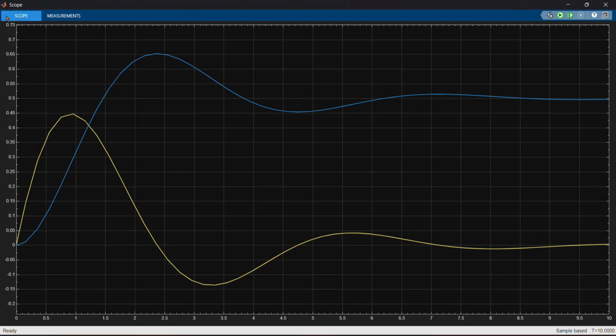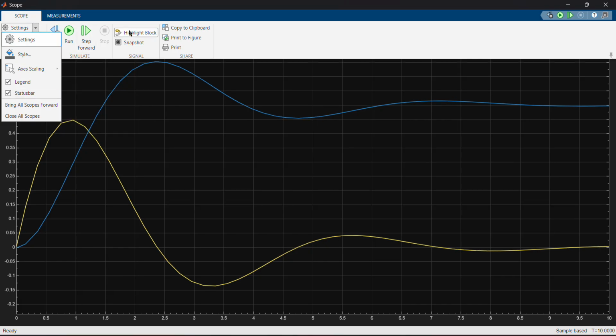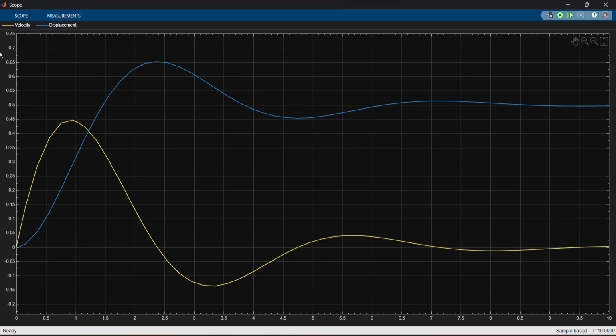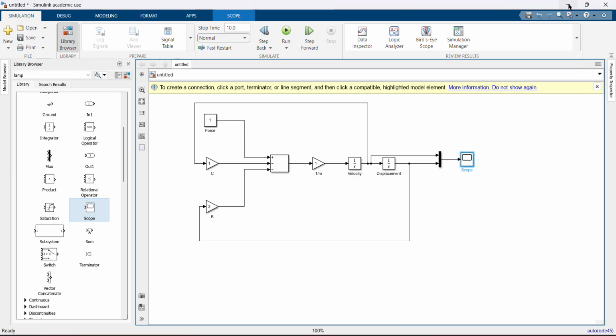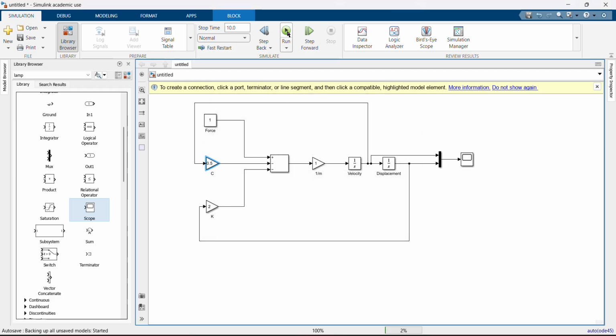If you want to know which is displacement and which is velocity, just enable the legend and you can see the velocity and displacement here. Like I said before, it starts as a uniform wave, but it becomes a flat line over a period of time. This is due to the fact that we have given the value of damping coefficient as 1. So let's try 0.5 here to see how the velocity and displacement vary.